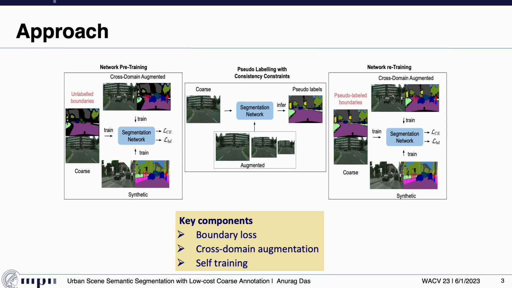In this, we use the pseudo-labels obtained from the previous phase and then again train our network as in the network pre-training phase. The key components of our method include boundary loss, cross-domain augmentation, and self-training. We explain each of these key components in the next slide.